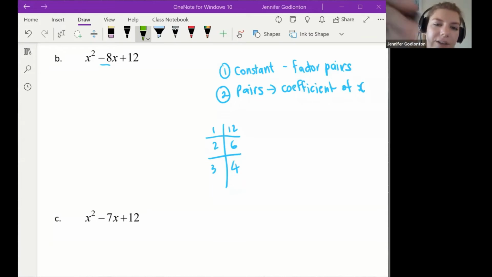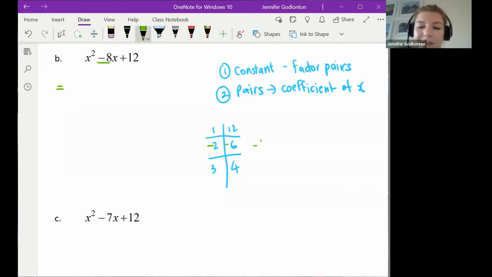Okay, Unati, are you going to give me an answer here? Yes, ma'am. Okay, so what factor pairs do I want to use for B? Ma'am, 2 and 6. Good. And what will they have to be if I'm wanting to get negative 8? Ma'am, are the signs both going to be a positive? The signs are both going to be a negative.